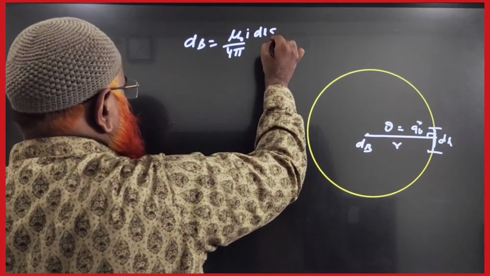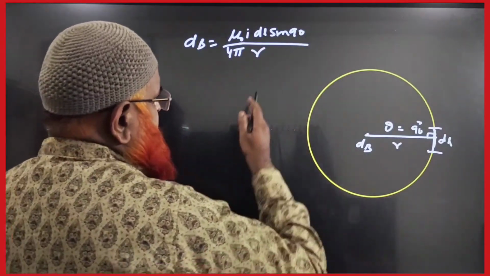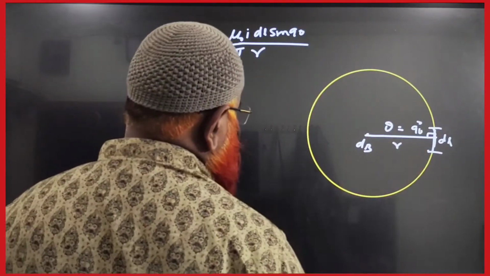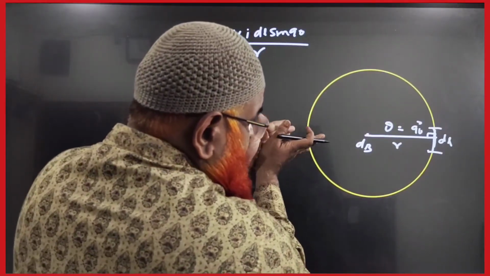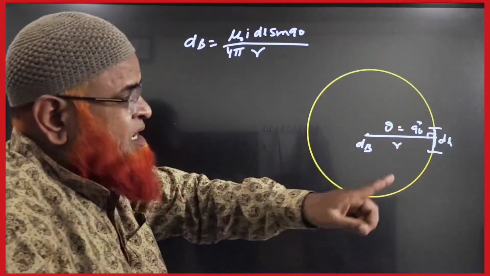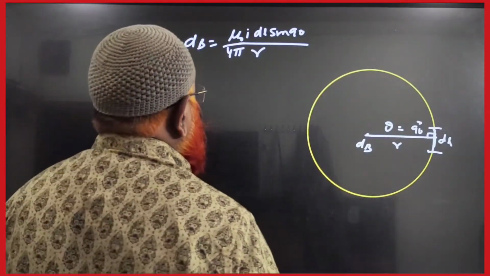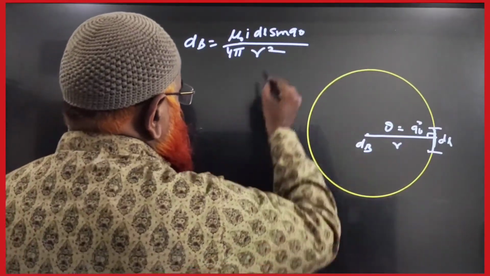dB = mu naught I dl sin 90 divided by r squared. Sin 90, because theta is going to be 90 degrees. In this circle, if you draw a radius, it exactly makes 90 degrees with the arc of the circle. Wherever you draw a radius, it makes 90 degrees. That is geometry. So sin 90 means what?